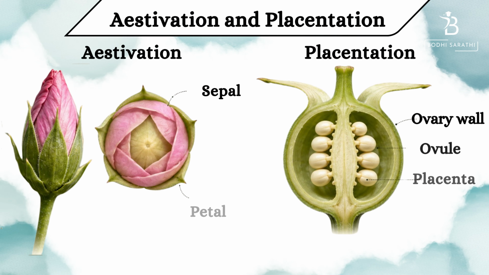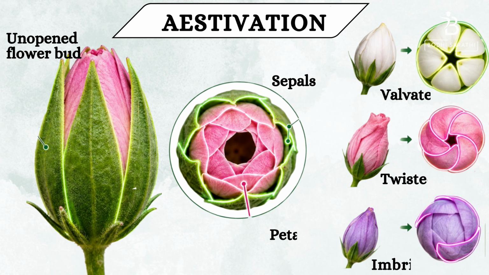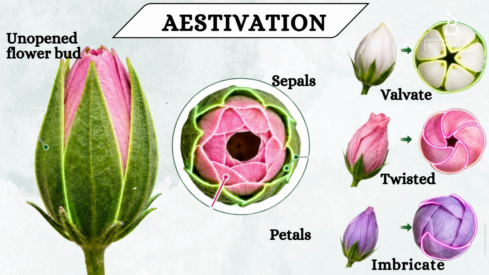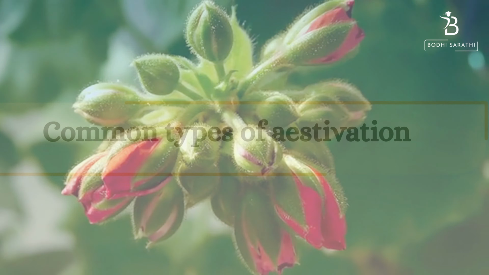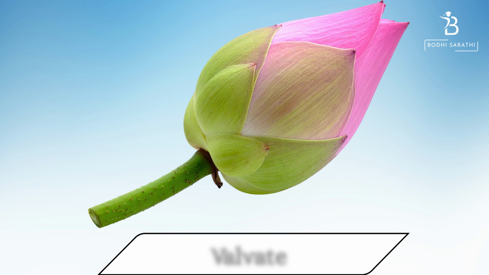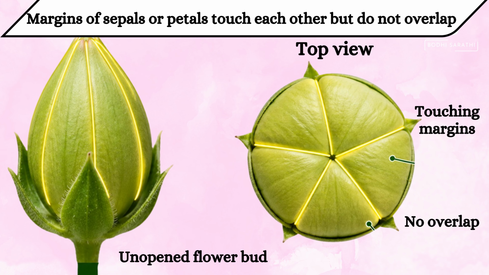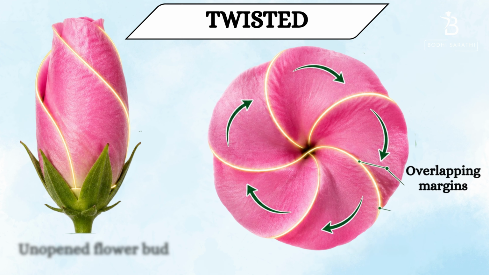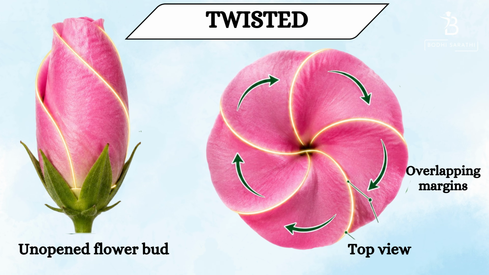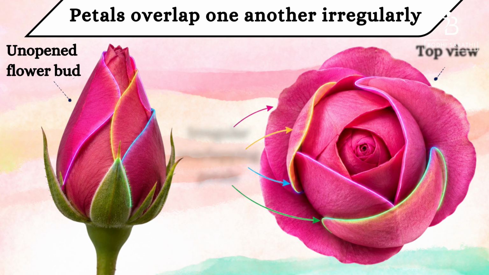Estivation and placentation. Estivation. Estivation is the arrangement of sepals or petals in an unopened flower bud with respect to one another. Common types of estivation. Valvate. The margins of sepals or petals touch each other but do not overlap. Twisted. One margin of each petal overlaps the next petal in a regular direction. Imbricate. Petals overlap one another irregularly.